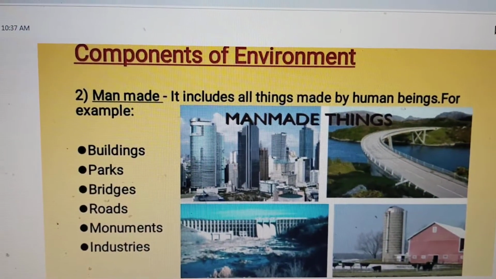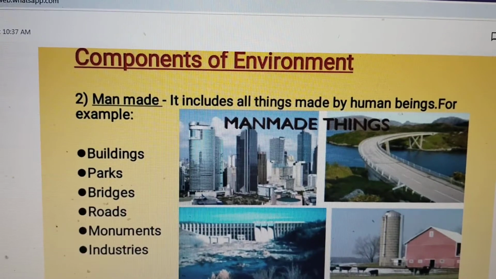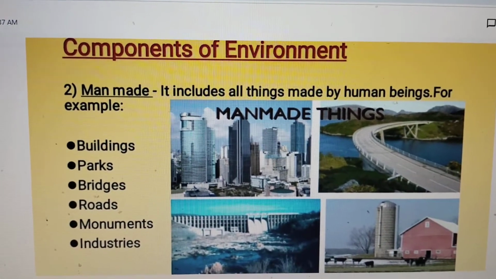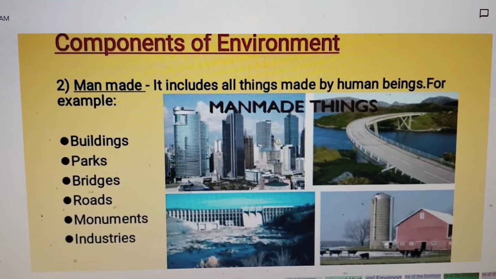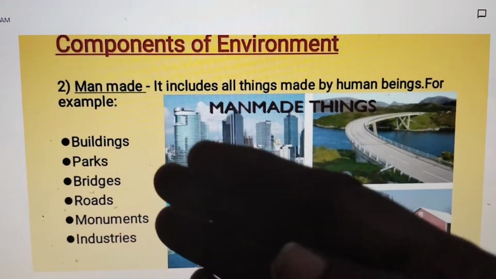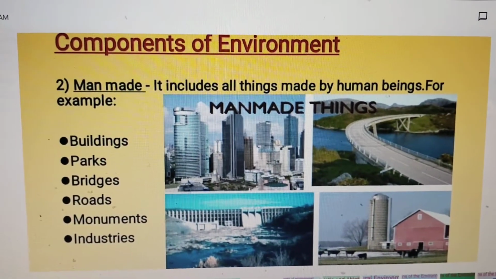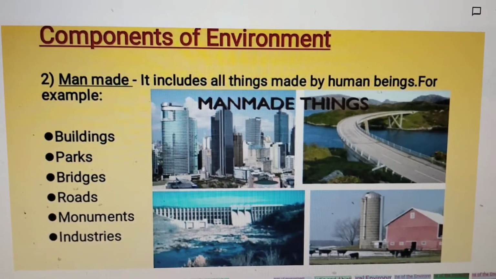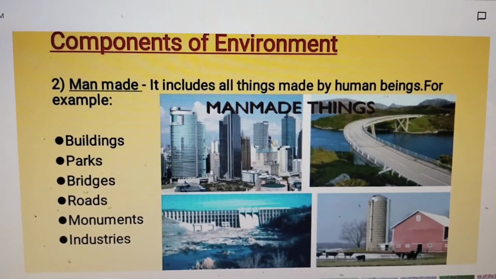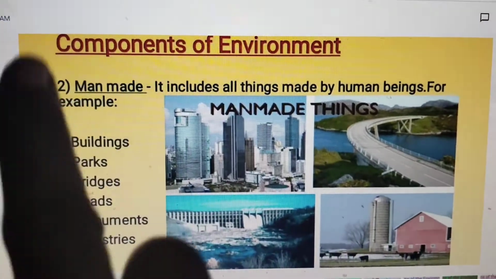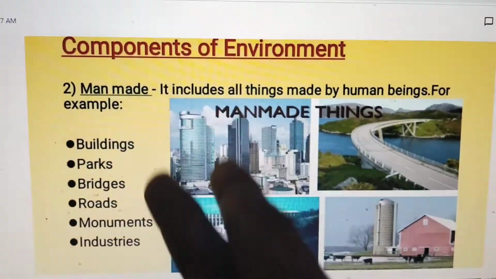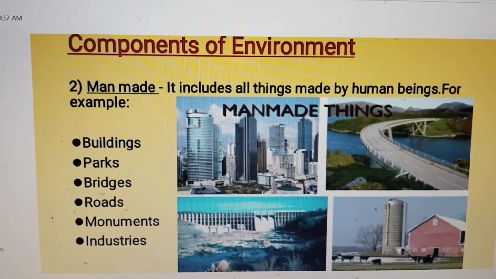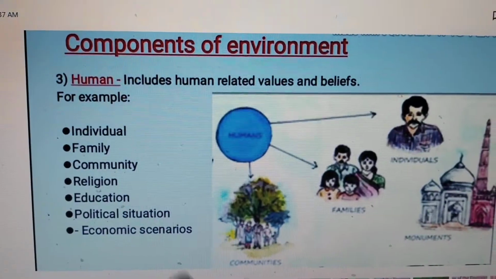Another one is man-made, which includes all things which are made by human beings. For example, buildings, parks, bridges, roads, monuments, industries, and the things which we use like book, paper, pencil, everything is man-made. So we learnt about the natural components and the man-made components of environment. The next thing we learnt about is the human.